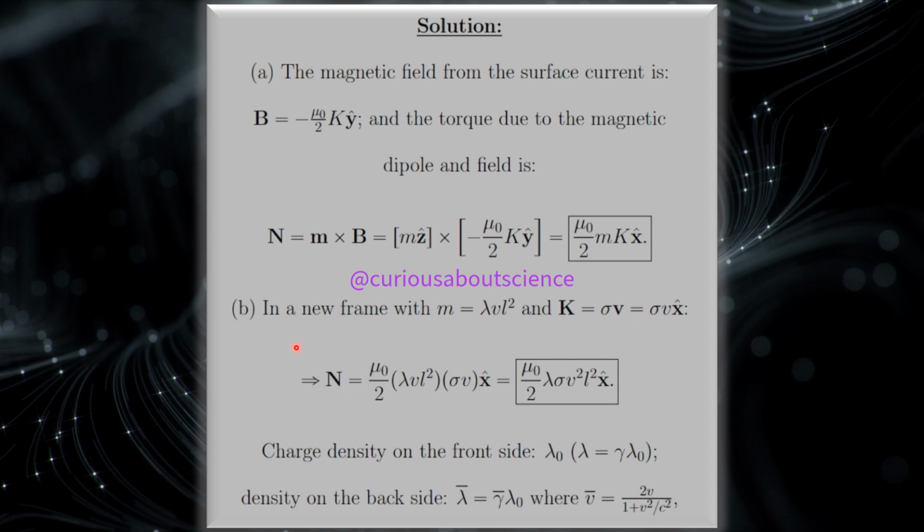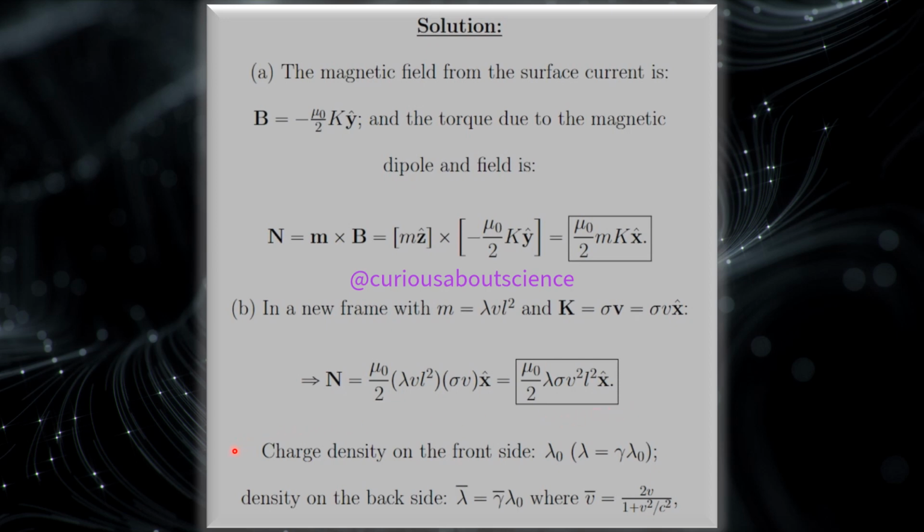B. In the new frame, however, m is equal to lambda v L squared, and K is equal to sigma v, v x-hat. So we see that the torque here is equal to mu naught over 2 times all of this stuff, the same stuff we would have had in the cross product. That being said, we have a whole lot of constants in this box: mu naught over 2, lambda sigma v squared L squared x-hat.